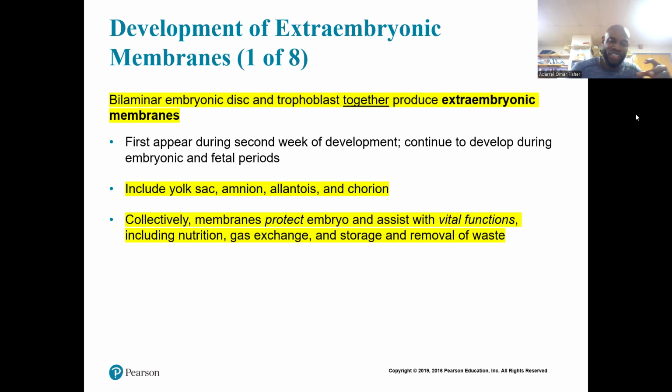So in the embryo, we need to protect the embryo and assist the embryo with vital functions, including nutrition. The embryo needs nutrients and gas exchange. Remember, anything that's living needs oxygen and needs removal of carbon dioxide and other waste, just like any other cell, tissue, or organ in your body. They produce waste, and that waste needs to be removed.